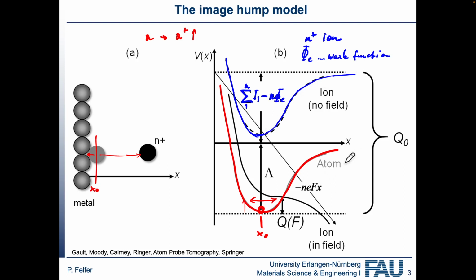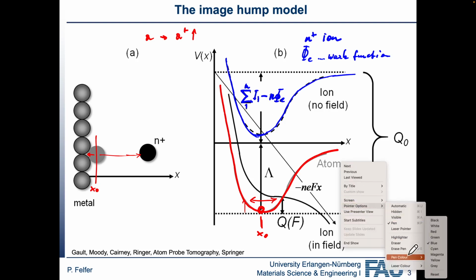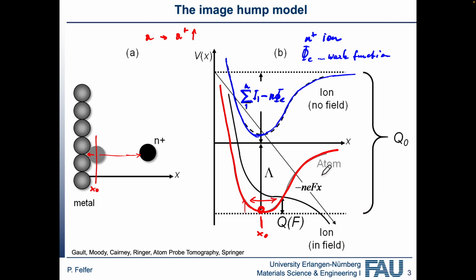But when we add a field, and I'll change the color once more. If we add a field, why not magenta? If we add a field, then we have an energy contribution of minus n times the elementary charge of the ion, n times for a n-charged ion, times the field times the coordinate the atom, or the ion, is at, away from its zero potential. This is just the energy gain with respect to any point of origin.